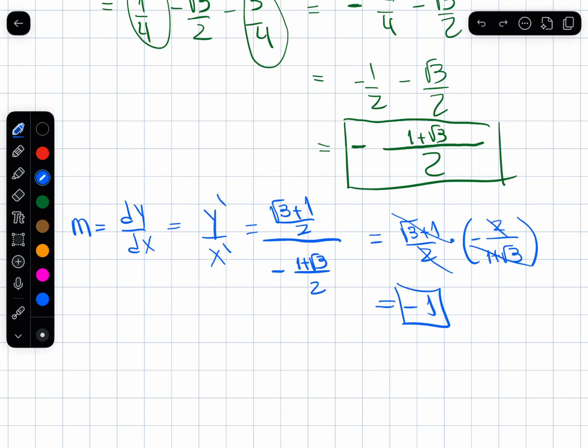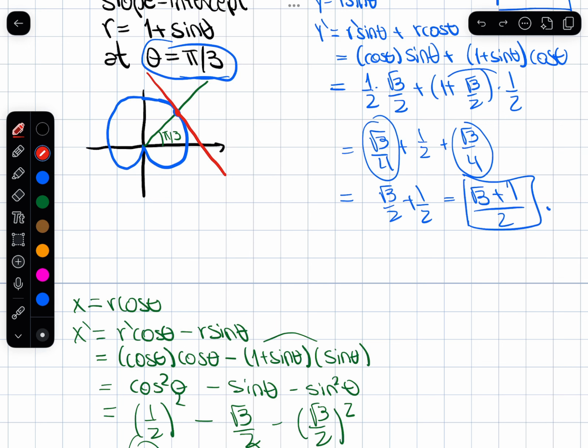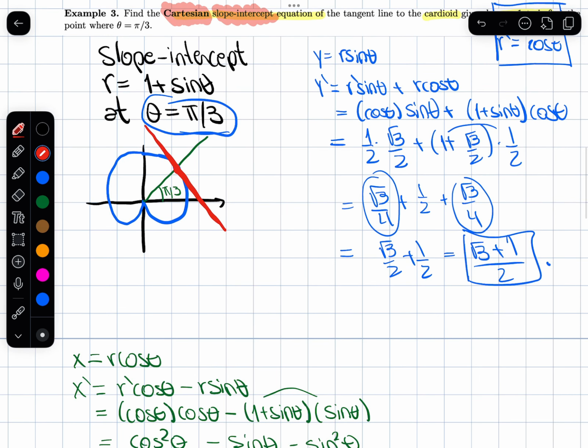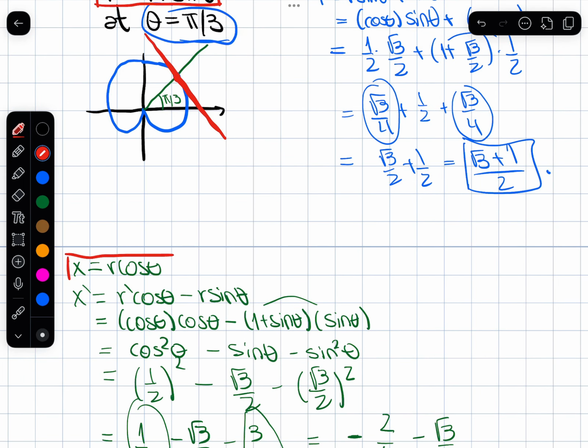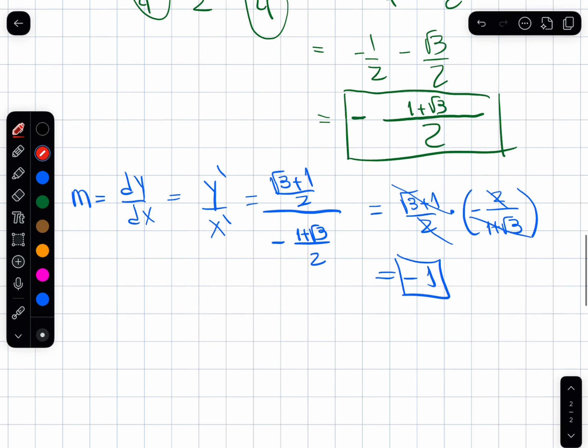Now I need to find the x1 and y1 of the point to find my slope-intercept. Go back to what I have, right? So this is the equation that I'm looking for. Again, r is 1 plus sine theta. So I need to find x and y, but I also know that x is r cosine theta, and y is r sine theta. I know cosine and sine of theta, so that means I also know r, so that means I also know x and y.